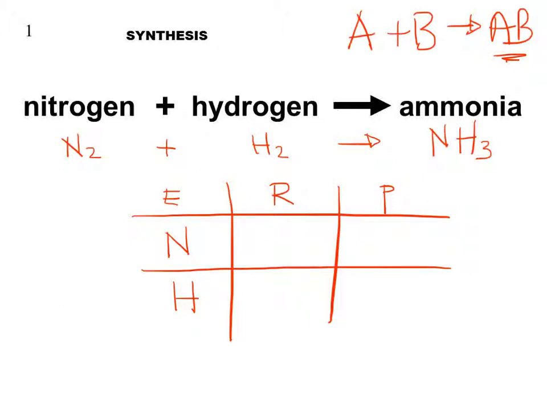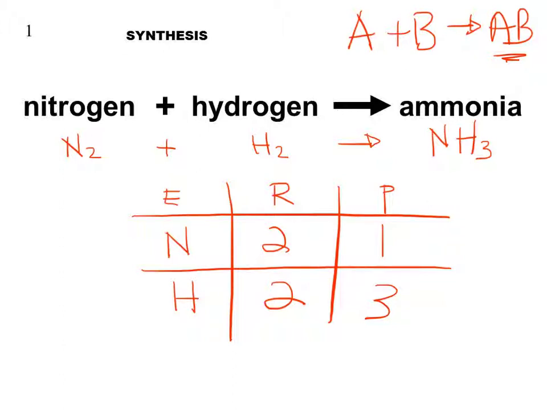Next I have to do is count how many elements I have on both the reactant and product side. So nitrogen here, based on its subscript, is going to have 2 in the reactant. Hydrogen is going to have 2 in the reactants. And then if we look over here, nitrogen does not have a subscript, so I'm going to write that it has 1. And hydrogen has a subscript of 3, so that means I have 3. And so I'm going to leave hydrogen for last, and let's concentrate on nitrogen.